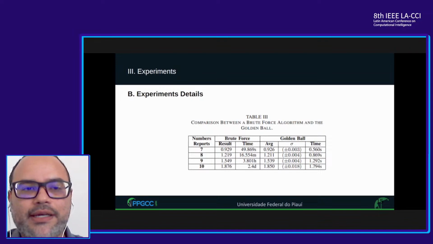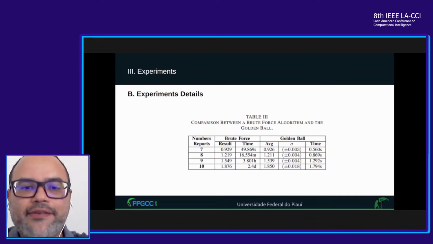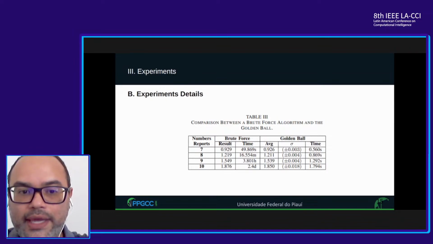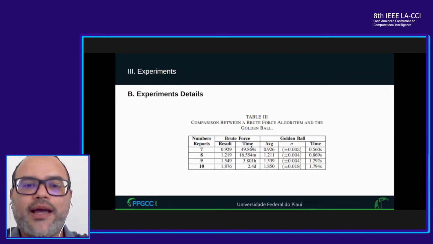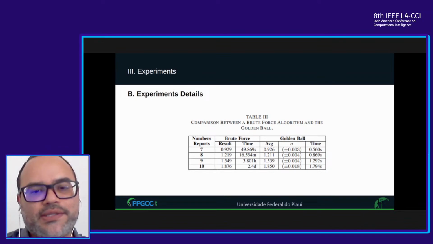So now I'm going to show the experiment details and why we chose the Godeball algorithm, which is a metaheuristic. In the first test, we made a comparison between Godeball and a brute force algorithm. Here you can see that the brute force has got some results, but when the number of reports increases, it consumes a big time to give its answer.